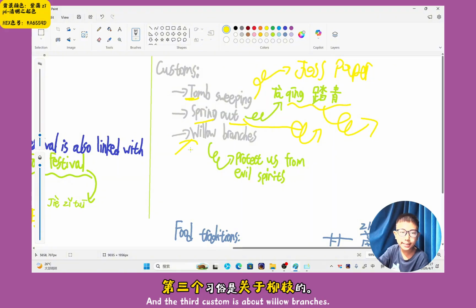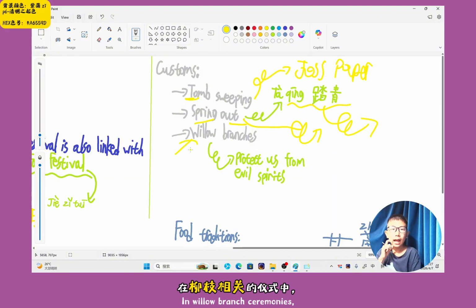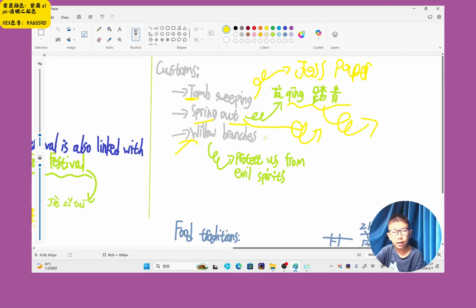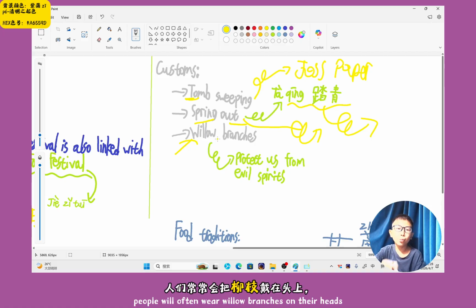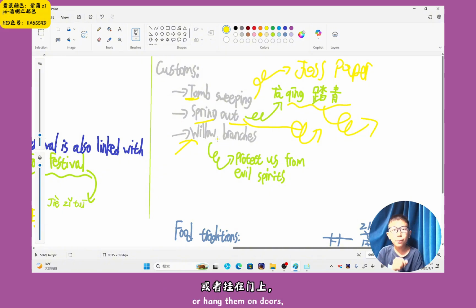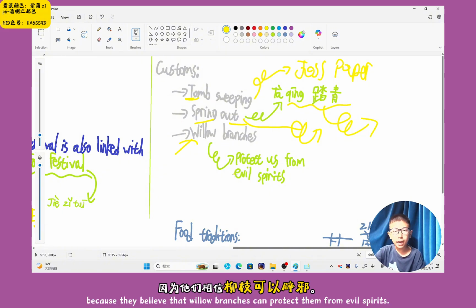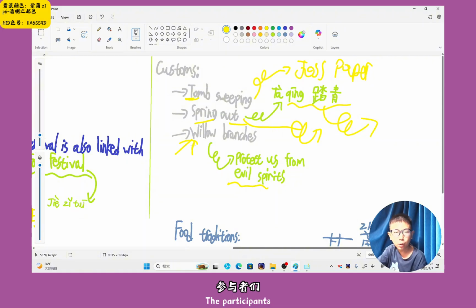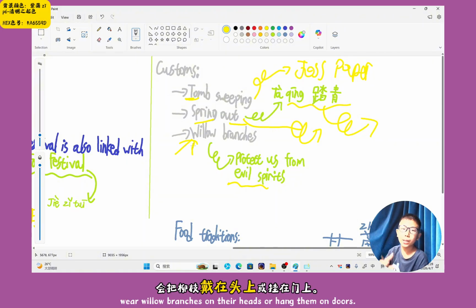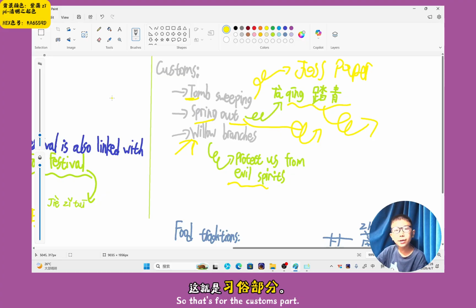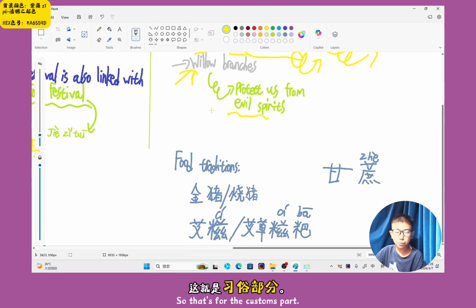The third custom is the willow branches. During the ceremonies, people often wear willow branches on their heads or hang them on the doors, because we think they can protect us from evil spirits. The participants will all wear the willow branch on their heads or hang them on the doors. So that's the custom part.